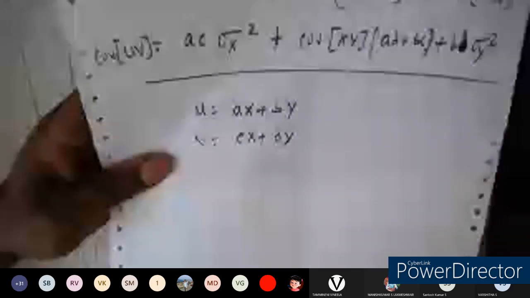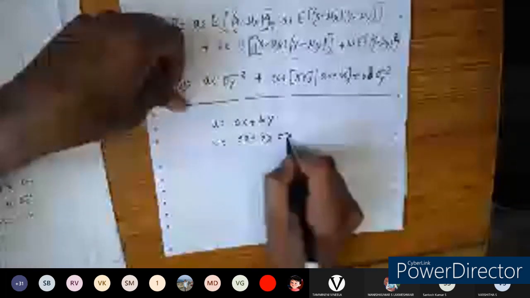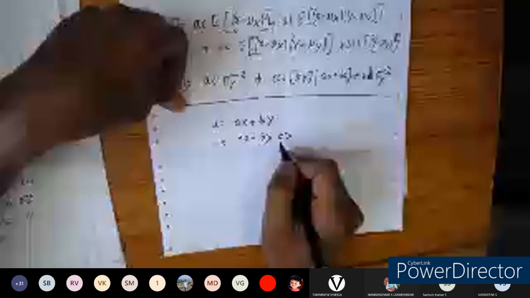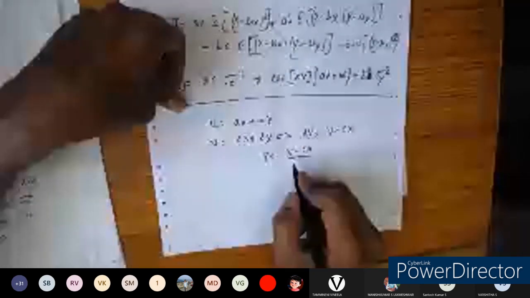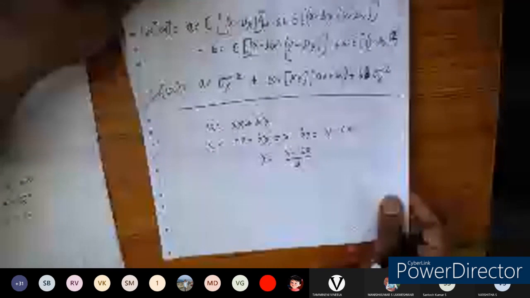So what I'm going to do: here y is there. From this one, I'm going to express dy. So it will be equal to v minus cx. First I'll solve it here, later I will do the substitution. So y is equal to (v minus cx) divided by d. We are going to substitute here.